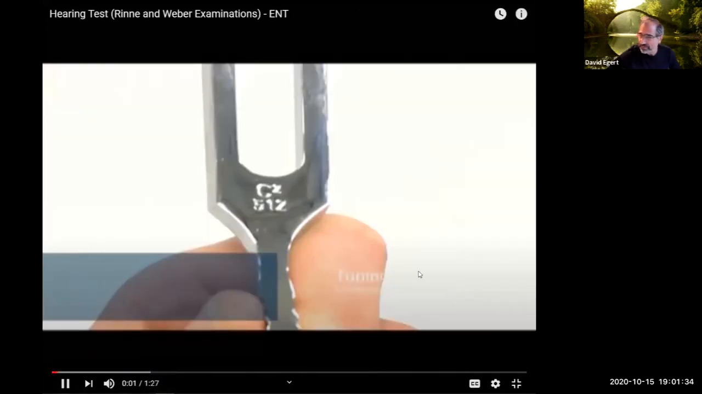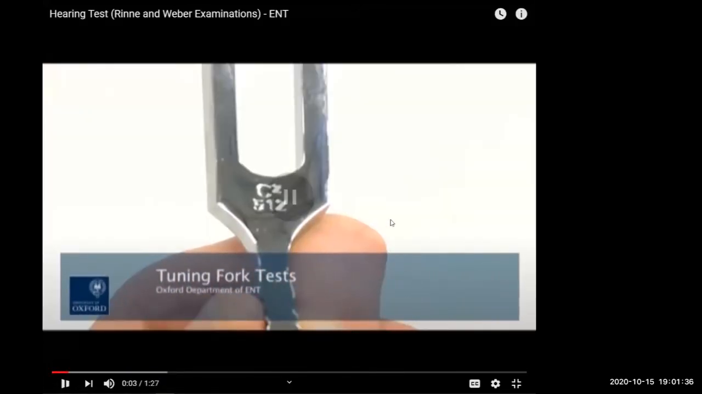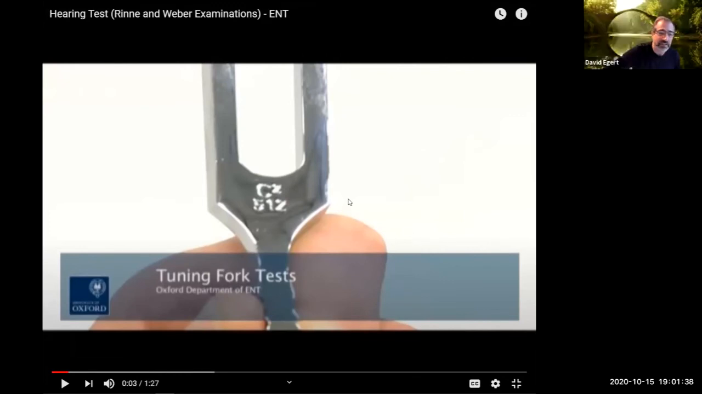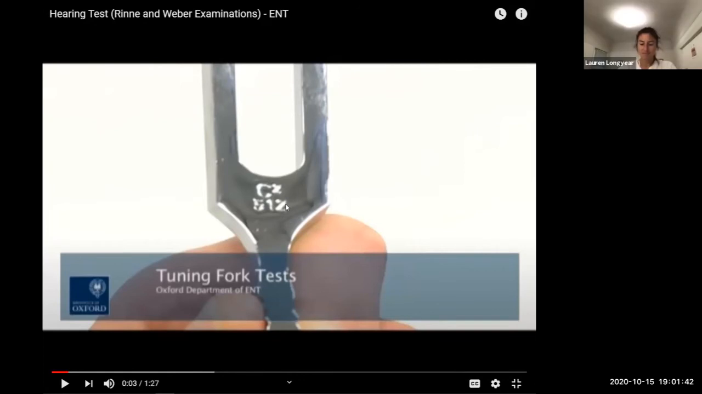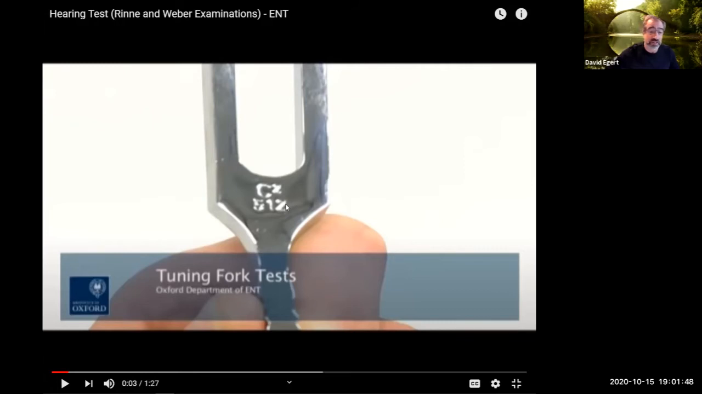The tuning fork tests are useful in assessing hearing loss. So here, you can see it's stamped with that 512. That means that this one, when you whack it on something, it will vibrate at 512 hertz, which is a typical tuning fork to use for these tests.